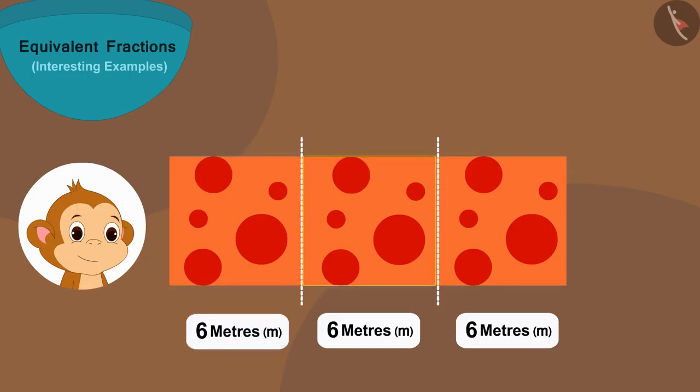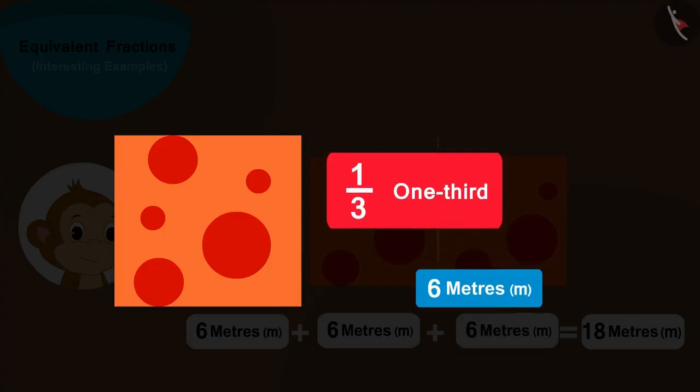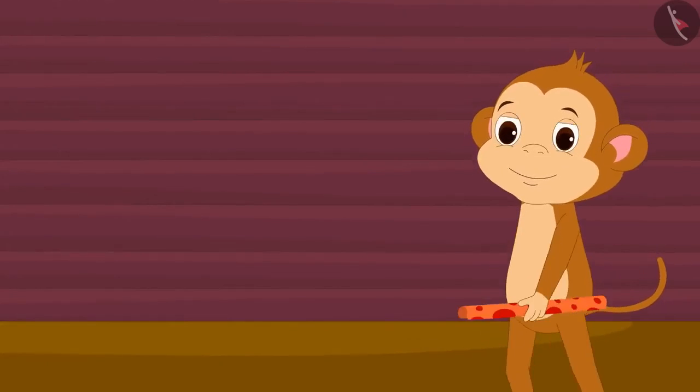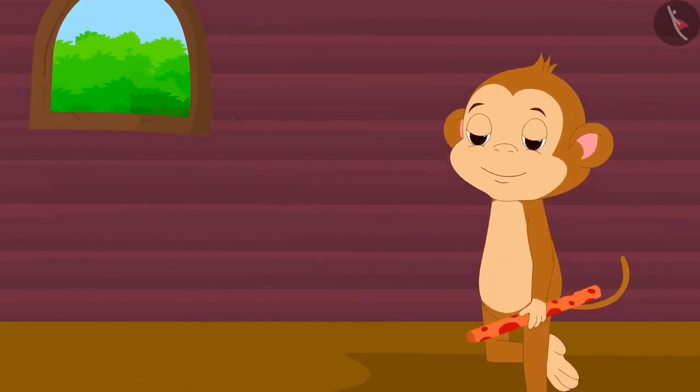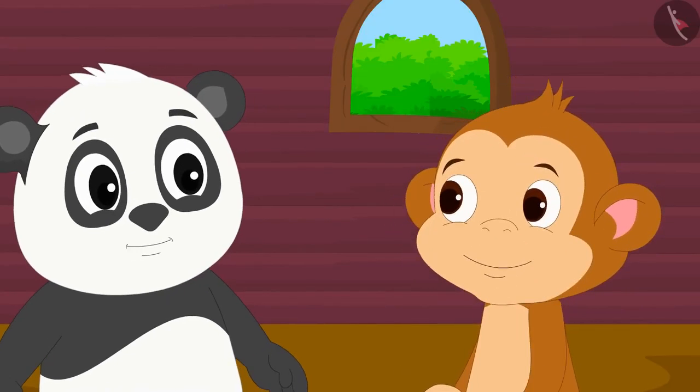The second part is also 6 meters. And this third part is also 6 meters. 6 meters plus 6 meters plus 6 meters equal to 18 meters. In this way, this 1/3 part of Babban's cloth will be 6 meters long. Babban took 1/3 of his cloth and reached Golu's house. He told Golu his idea and Golu agreed.